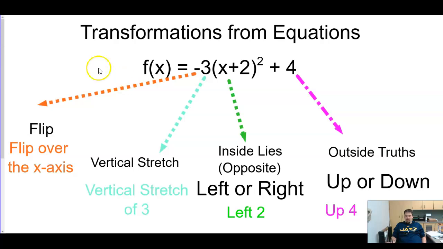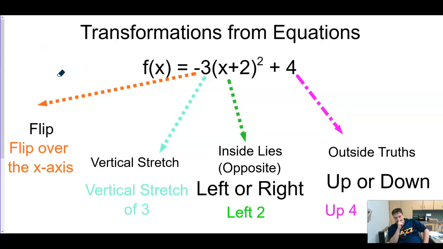And then there's going to be times where we have a negative out in front. If there's a negative, what it's doing is it's flipping your function. And more specifically, it's going to flip your function over the x-axis. So if you had a graph like this, it would flip it, and it would end up looking like that instead. Okay, so it gets flipped over the x-axis.